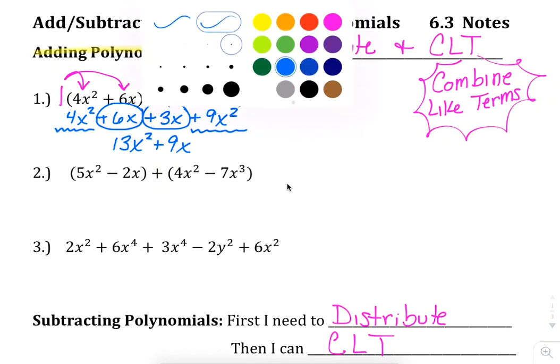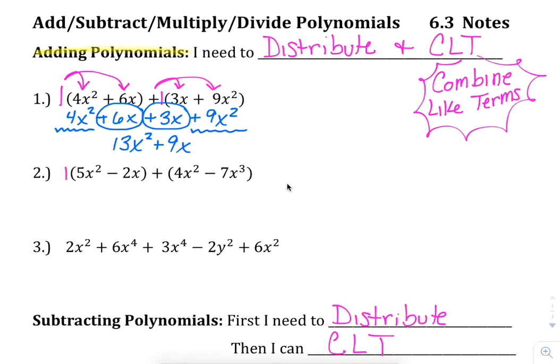Problem number 2, we're going to start by distributing again. I'm going to put in my ones outside of the parentheses, and we're going to distribute. Distribute to both terms inside of the parenthesis. So if I distribute a 1, I have 5x squared minus 2x. If I distribute the 1, I have a positive 4x squared and a minus 7x to the third power.